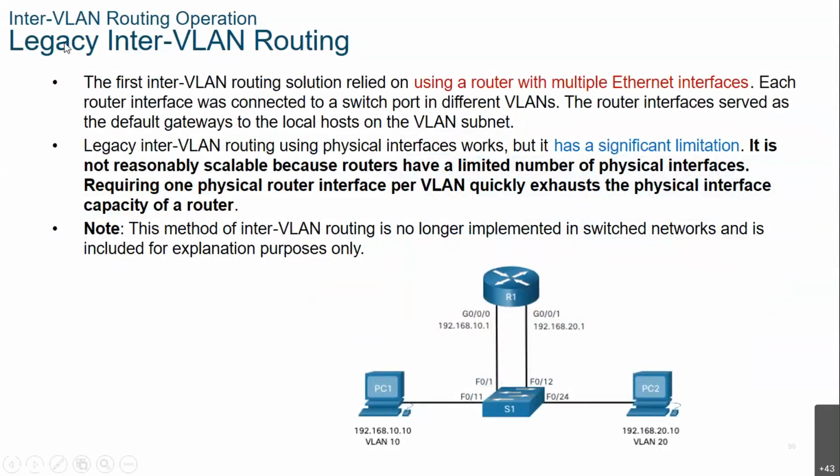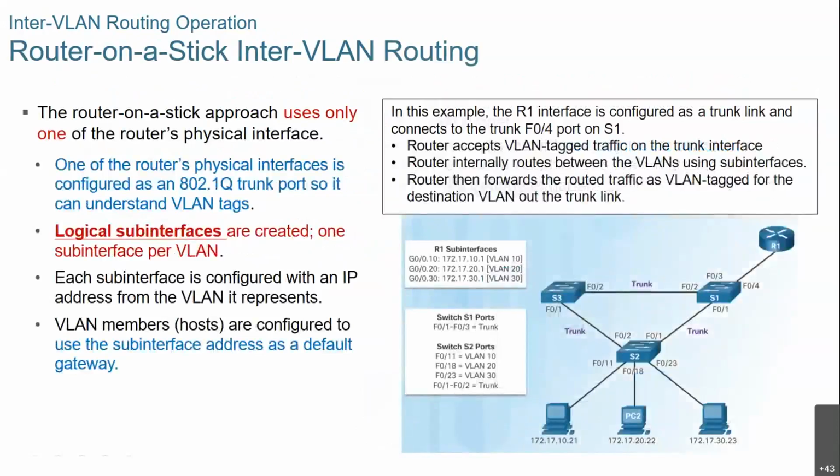Legacy inter-VLAN routing is not reasonably scalable because routers have a limited number of physical interfaces, and requiring one physical router interface per VLAN will quickly exhaust the physical interface capacity of a router. Hence, this method, the legacy inter-VLAN method, is no longer implemented. We just want to tell you sort of like the story of how things progressed, okay? If you want to take it that way.